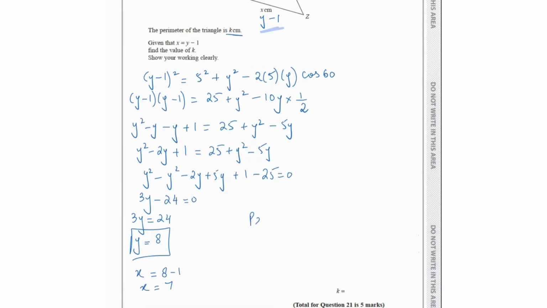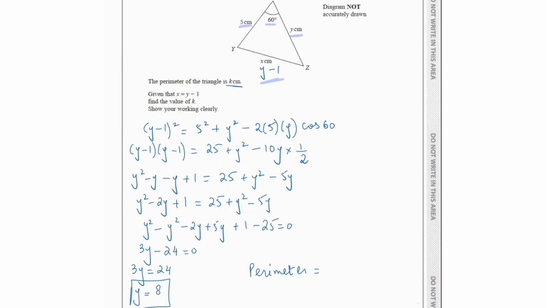So for the perimeter, it's going to be 5 plus y plus x. Perimeter is the boundary of the shape. So 5 plus 8 plus 7. And that equals 20 centimeters. That is the perimeter of this triangle, which is the value of k.